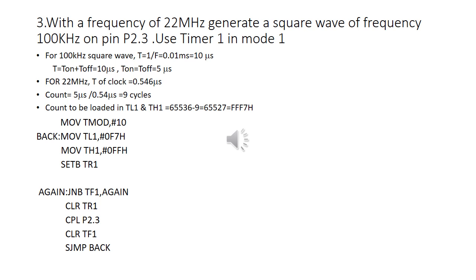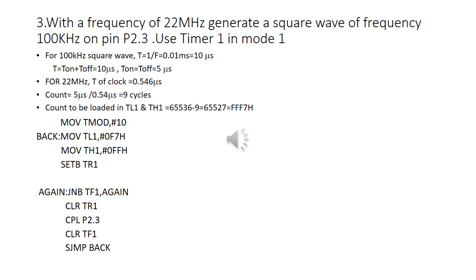So next you are going to calculate how to load the count value in the TL1 along with the TH1. The maximum count value in terms of decimal is 65,536 minus the cycles you get by dividing the delay by the time period of the clock, that is 9. If you simplify this, you are going to get 65,527. In terms of hexadecimal, it is FFF7. So next we'll see the program.